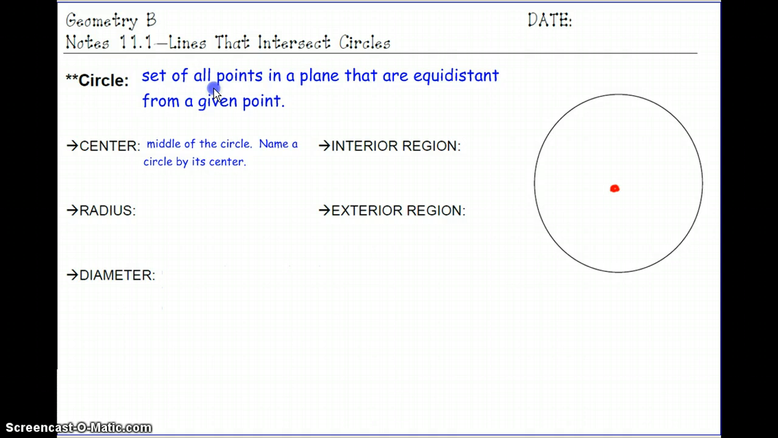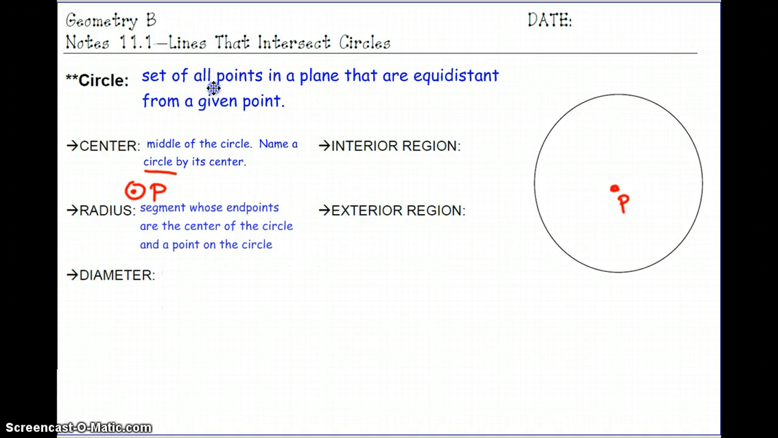And we actually name a circle by its center. So for example, if this point at the center was P, I would name my circle P. Now a radius is a segment whose endpoints are at the center of the circle and a point on the circle. So what I have drawn here in blue is an example of a radius.